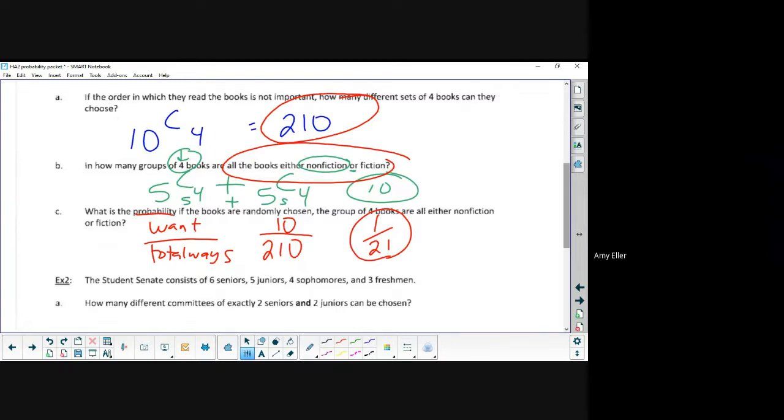Questions on example 1. Okay. 2. The student senate consists of 6 seniors, 5 juniors, 4 sophomores, and 3 freshmen. How many different committees of exactly 2 seniors and, that's an important word, 2 juniors can be chosen?